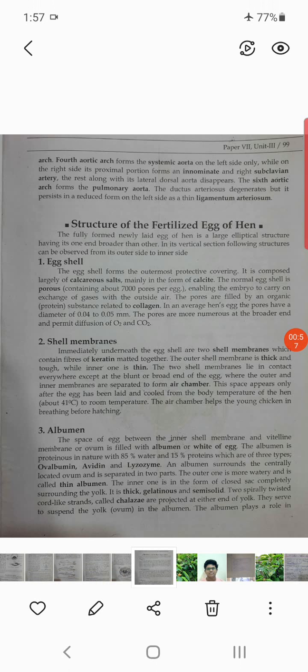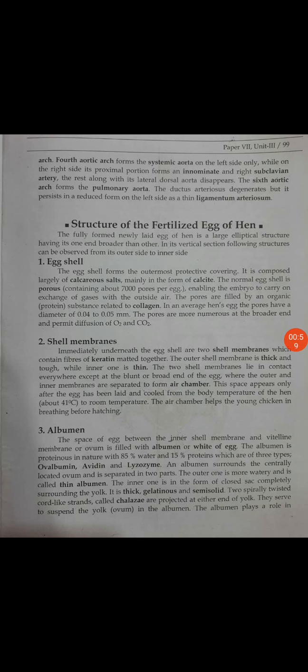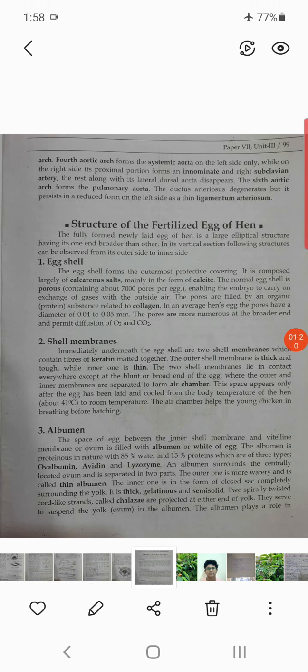So from the outer side, the first one that you see is the eggshell, that white colored. It is made up of calcareous salt, mainly in the form of calcite. It is porous and contains about 7,000 pores per egg. For what purpose is it porous? To carry out the exchange of gases with the outside air.